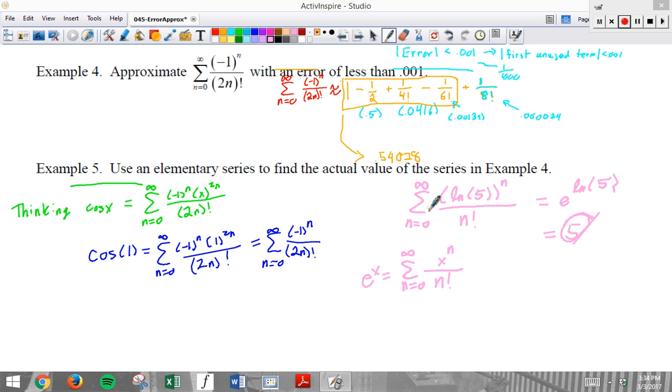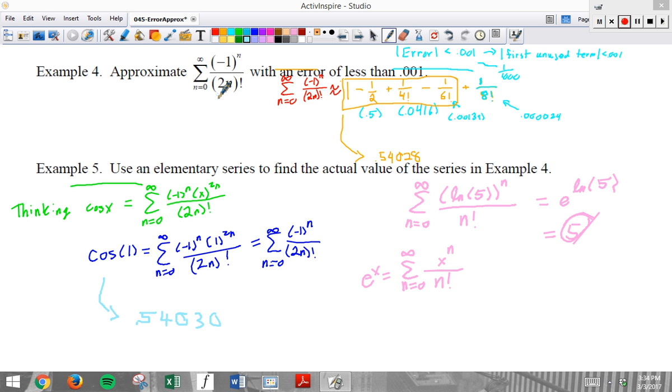Or you can struggle on the test for a very long time trying to come up with how do I find where it converges. Because it's not a geometric series, and that's the only other thing you know how to find the actual value of. Oh, for the record, cosine of 1 was 0.5430. Very accurate.